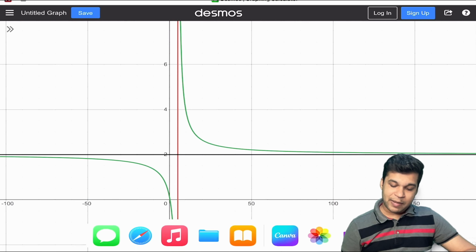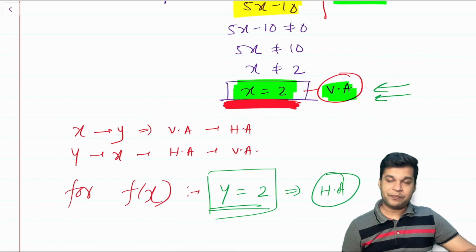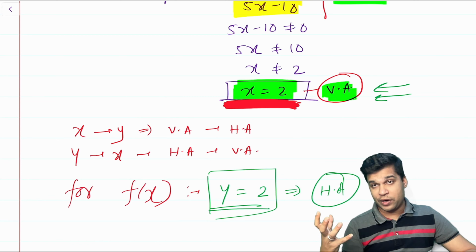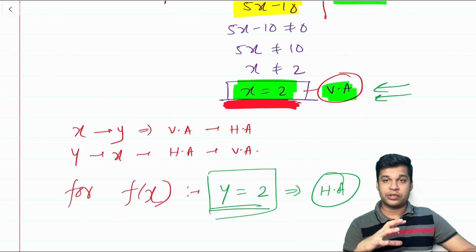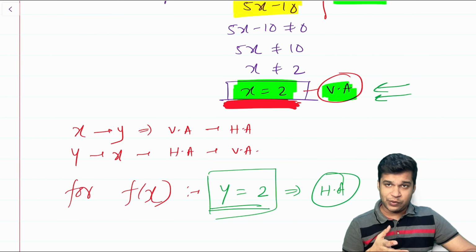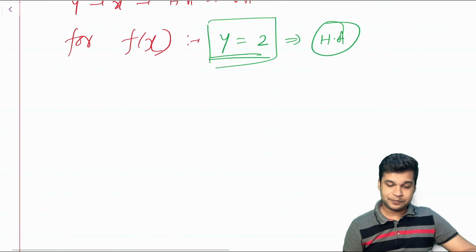So basically, my whole point of doing this was just to let you know what is a vertical asymptote and what is a horizontal asymptote. We can have an oblique asymptote as well.